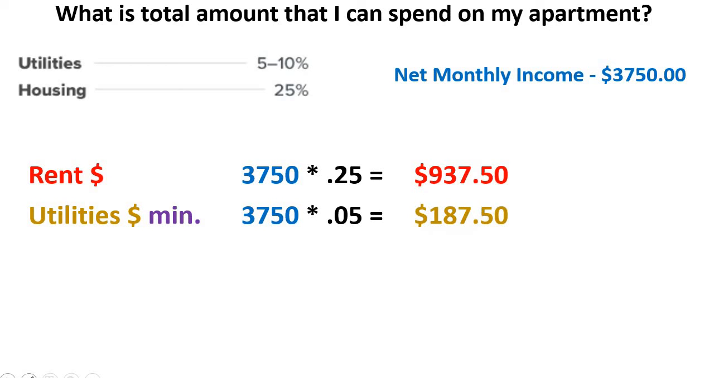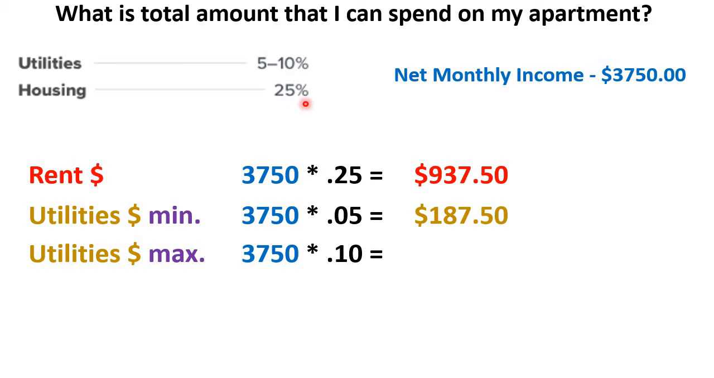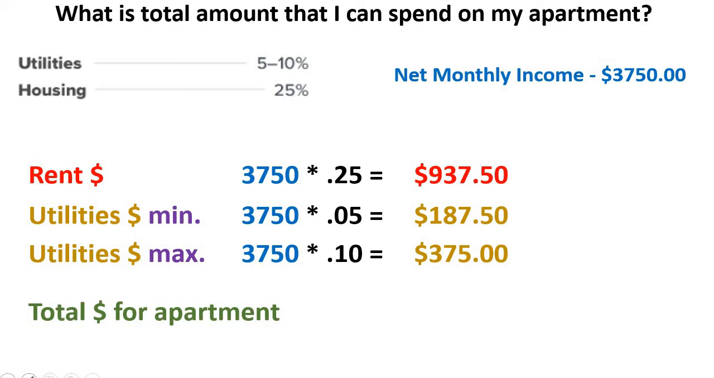Great, 187.50. Now we need to deal with the maximum amount for utilities. What will that math problem be? Awesome. 3,750 times 0.10 because that's my 10%. So what's that dollar amount for the max? Great, $375. And now what's that total dollar amount for the apartment?